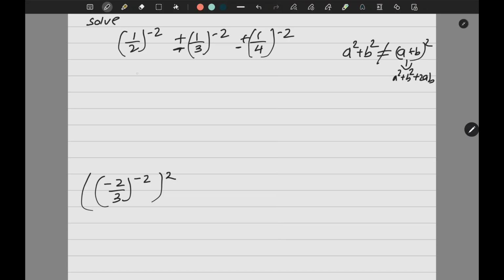So basically I have to solve this. So this will be 2 square plus 3 square plus 4 square. So 4 plus 9 plus 16. So this will be 29.